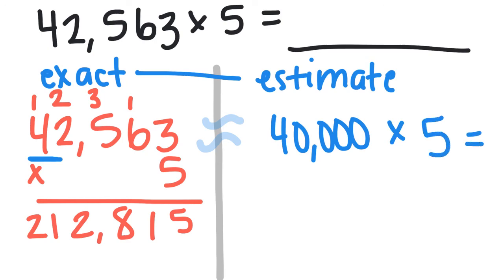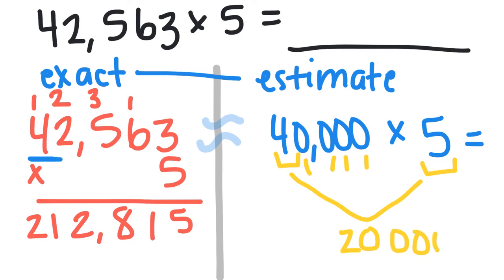I can use my zeros trick here. So I can see that I need to do 4 times 5. 4 times 5 is 20, and then I need to add 1, 2, 3, 4 zeros. 1, 2, 3, 4 zeros with my comma.